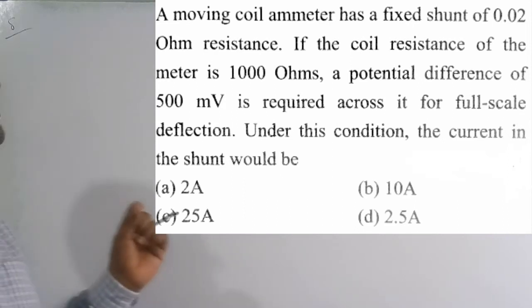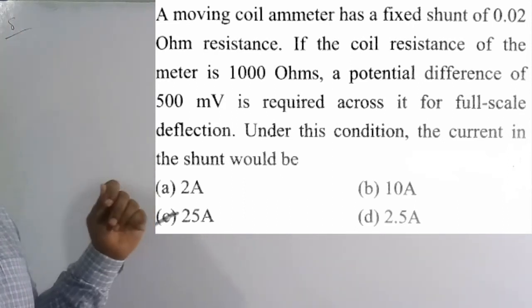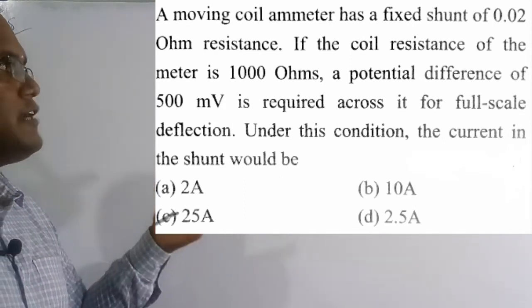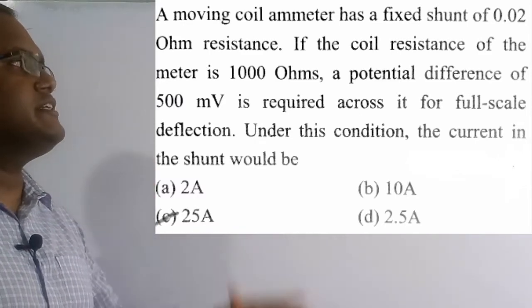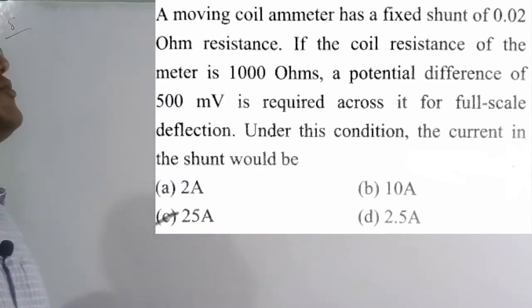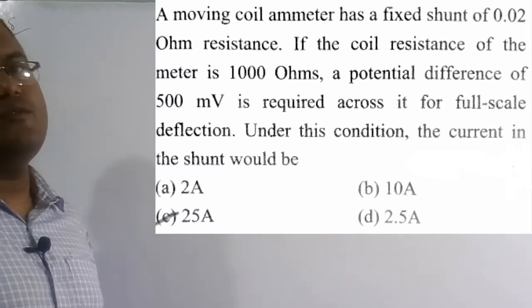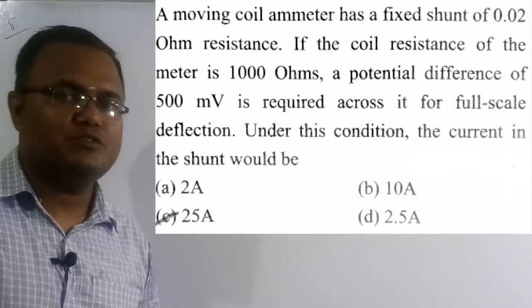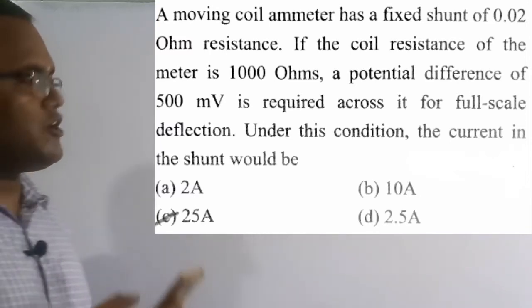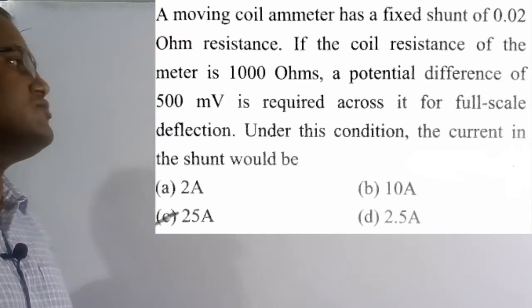In this question, they have given a shunt resistance and also the meter resistance, and they have also given at what voltage we are going to get a full scale deflection. Based on these three data, we need to find what is the current in the shunt resistance. So what are the four options? Option C, 25 ampere is the correct solution of this question.